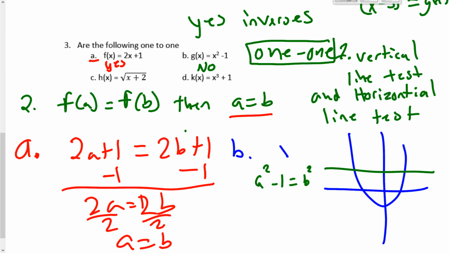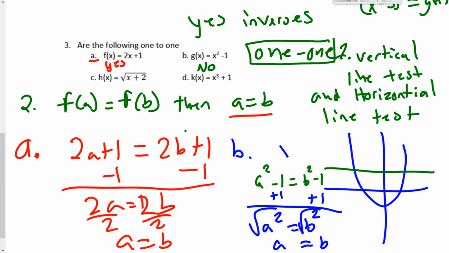Or I could set f of a equal to f of b. That'd be a squared minus 1 equals b squared minus 1. And then I can add 1 to both sides here, and I get a squared equals b squared. So you might think they're the same, right? But when I square root both sides, I get a equals b. But because I square root, it's a plus or minus, right? So this is a no. No, not 1 to 1, because I could have a positive a equals a negative b, or a negative a equals a positive b, and they would not be the same.